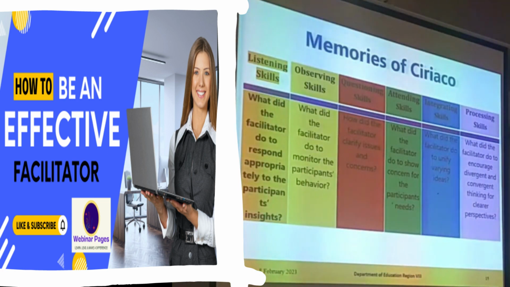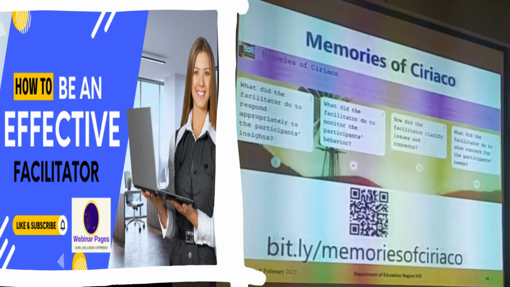And the last, what did the facilitator do to encourage divergent and convergent thinking or clearer perspective? You have openness of the phases in accepting diverse ideas, this processing. By asking thought-provoking questions and by giving concrete, contextualized examples for clearer perspectives. So those are the six skills of facilitators.